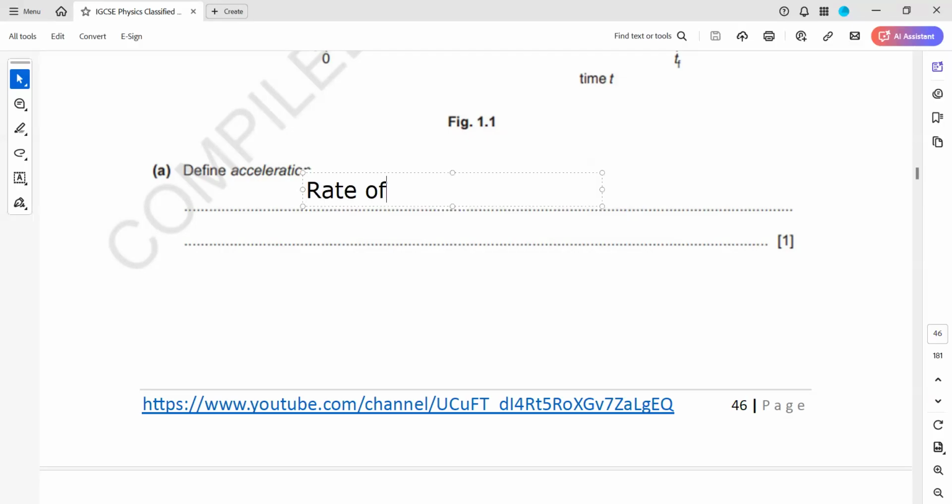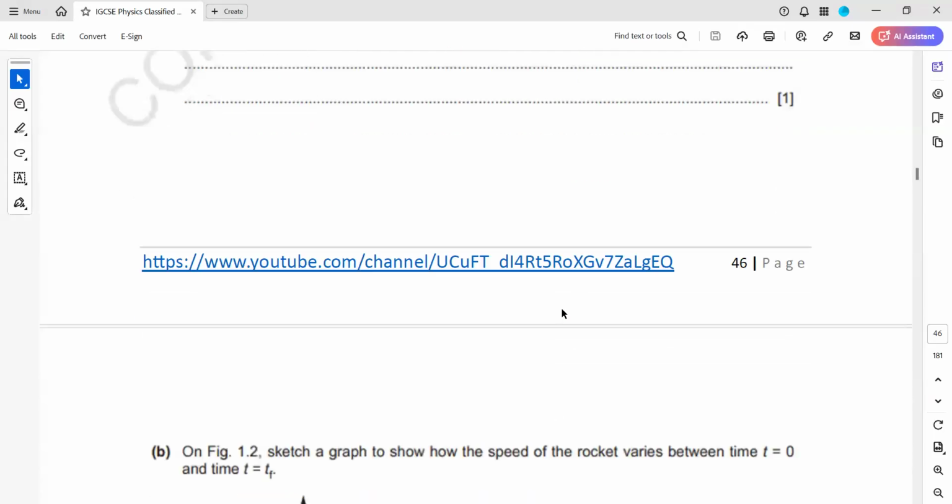Rate means per unit time. Rate of change in the velocity. So we can say rate of change in velocity. We can also write the formula here, right?